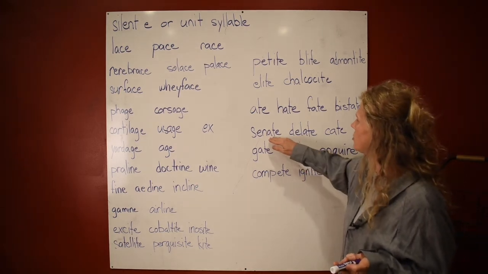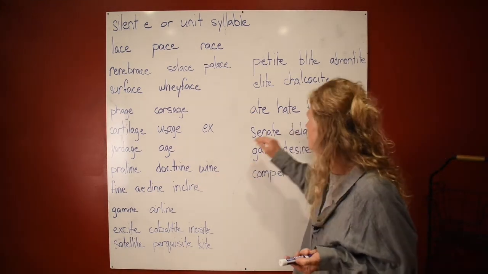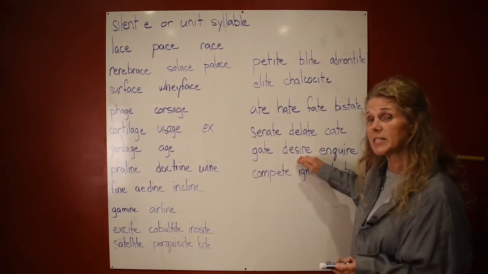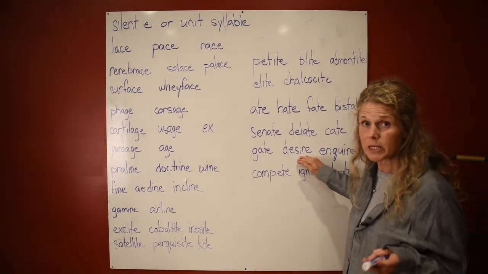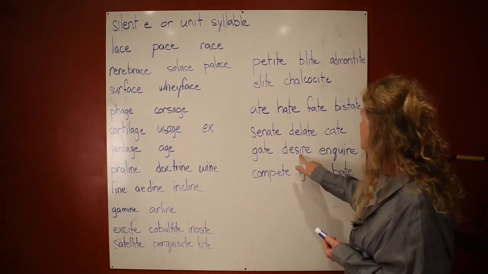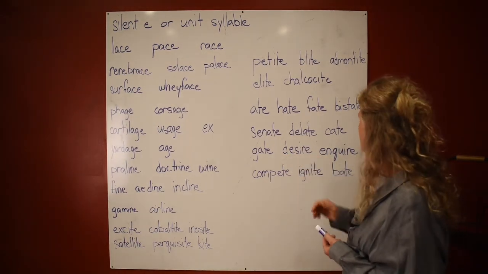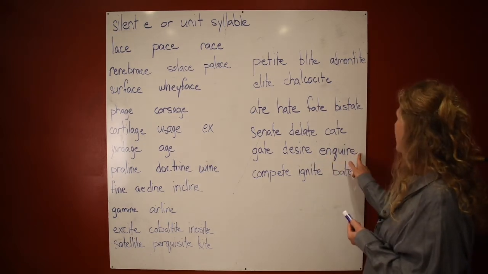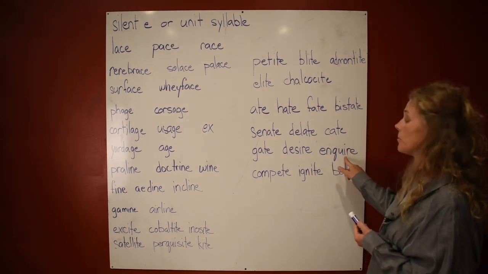When you don't see them as I and E or unit syllables, these are really easy to pick out, your silent E syllables in a multi-syllable word. This is desire, okay? This is a silent E syllable right here. Inquire, silent E syllable. This is going to jump over and make this long.